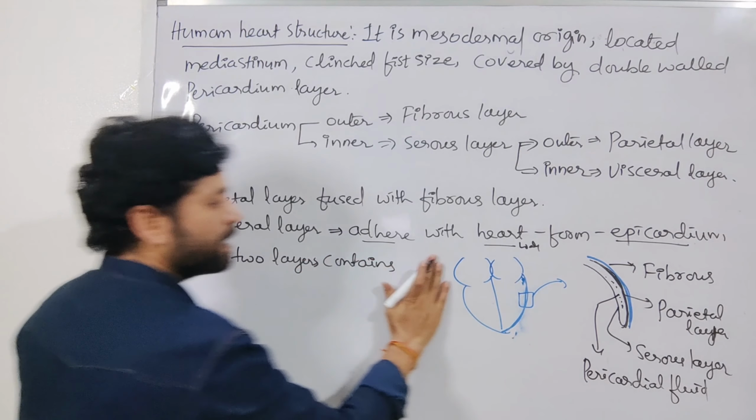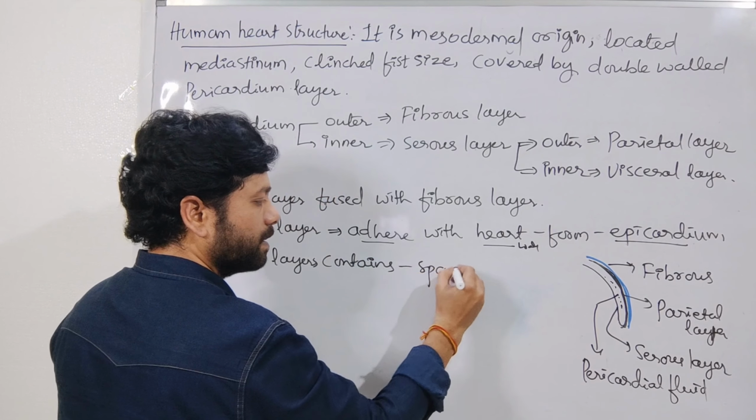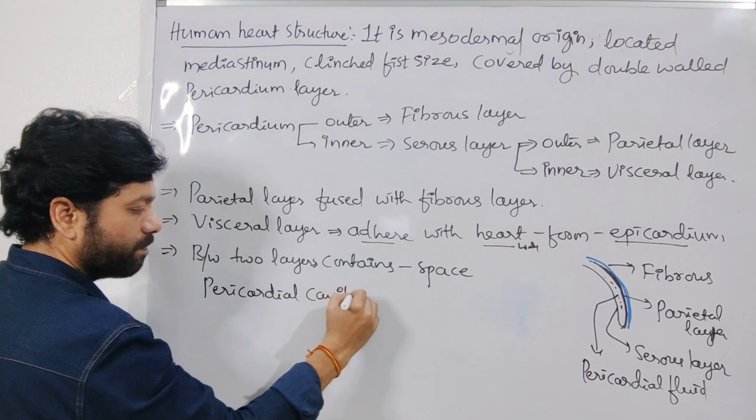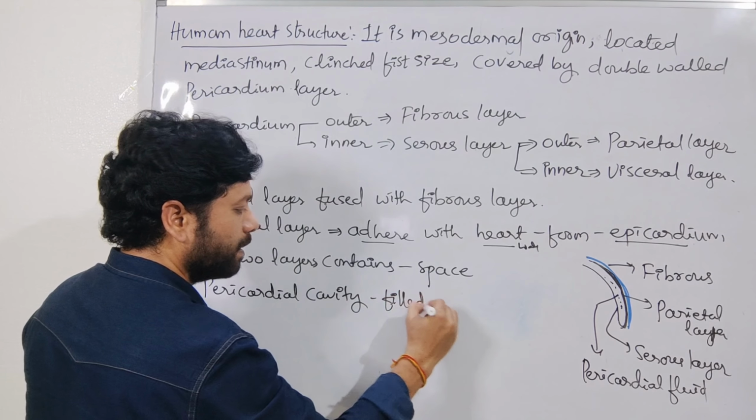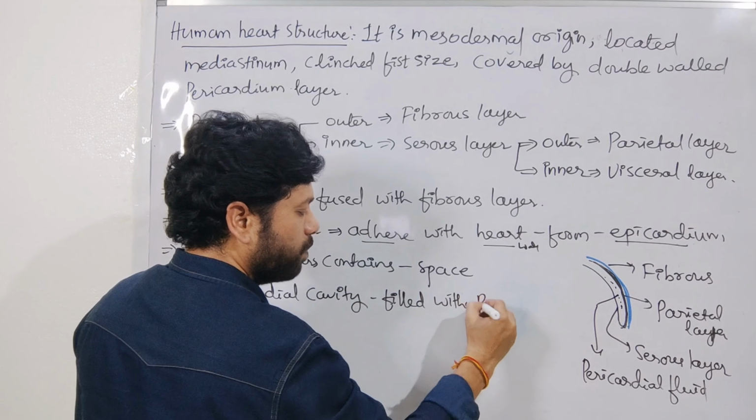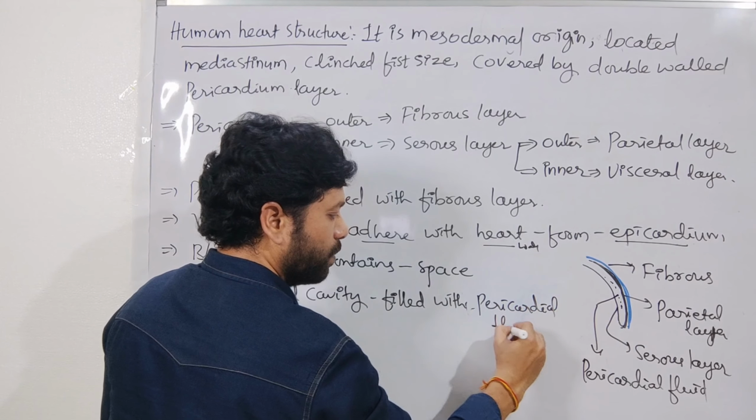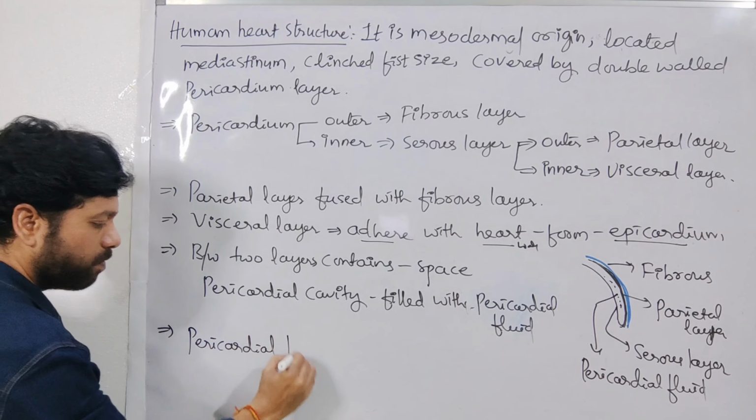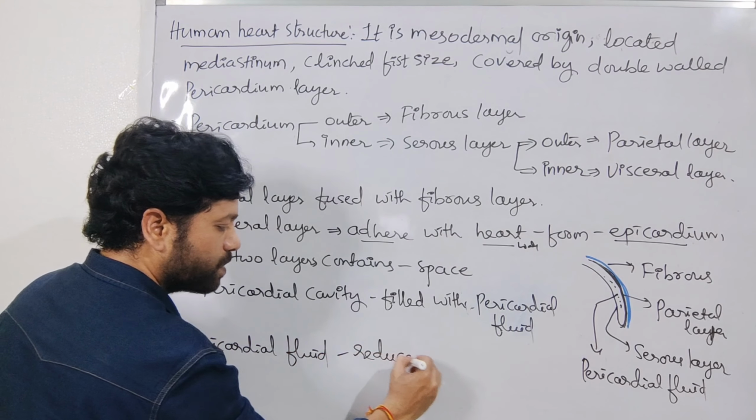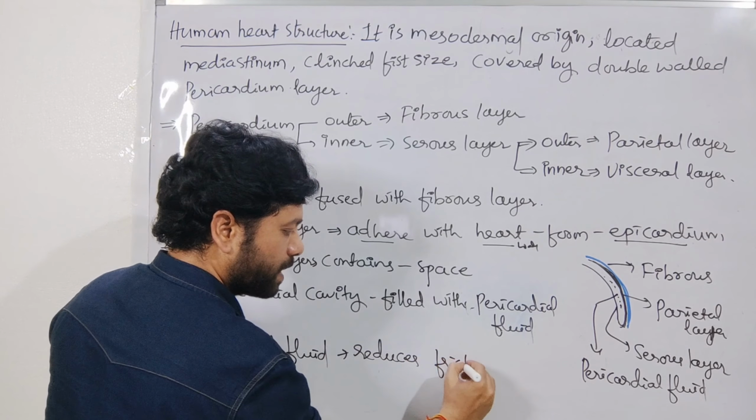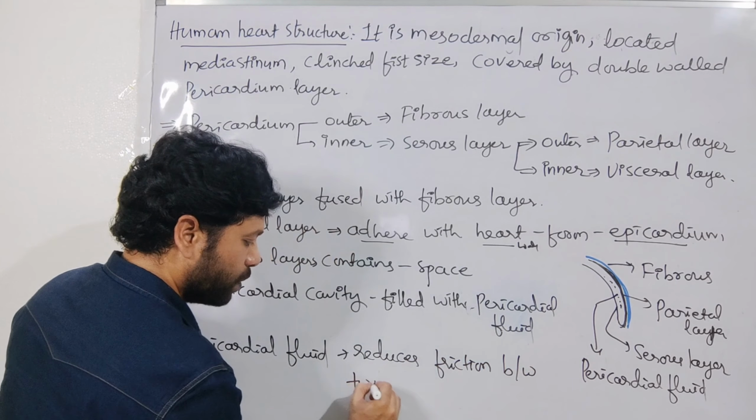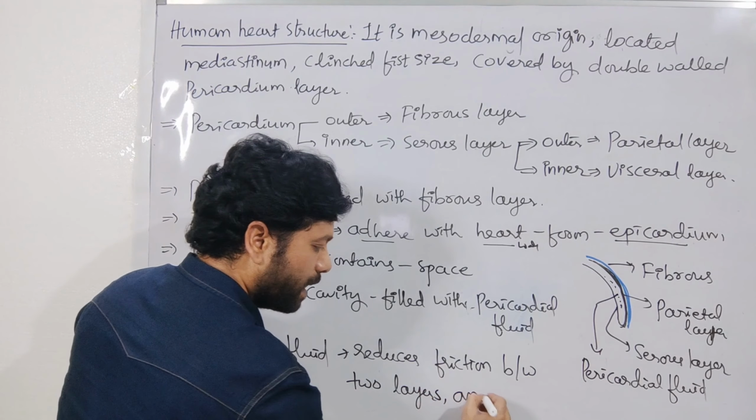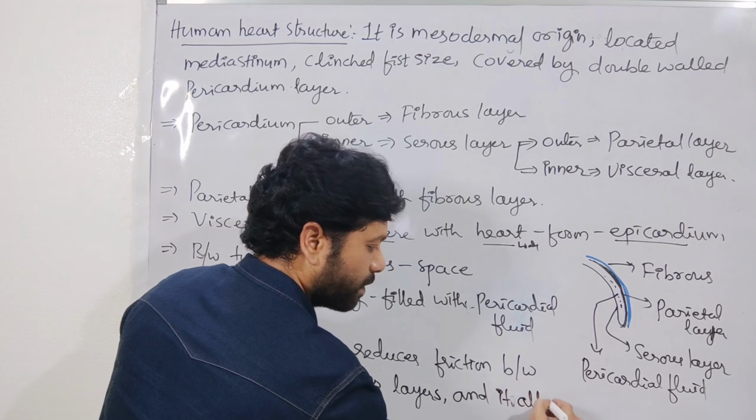Next, between the two layers there is a cavity, a space. The space is called the pericardial cavity. This cavity is filled with pericardial fluid. What is the function of the pericardial fluid? The pericardial fluid reduces friction between the two layers and also allows free movement of the heart.